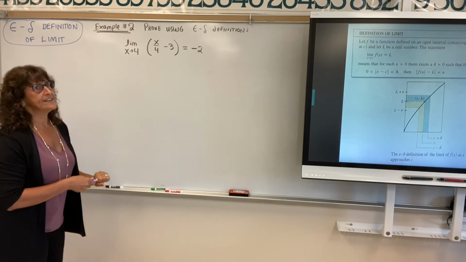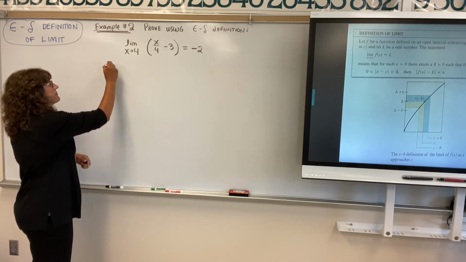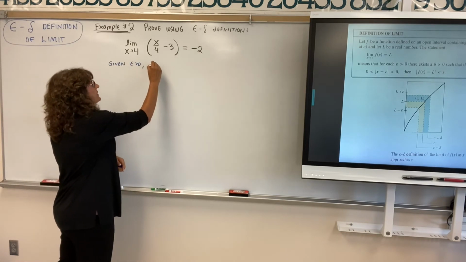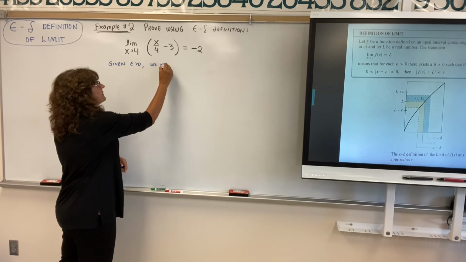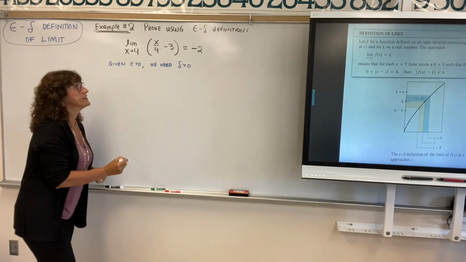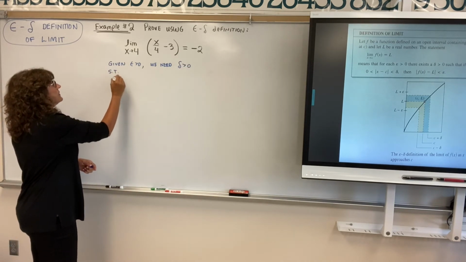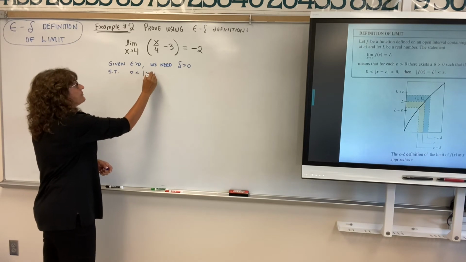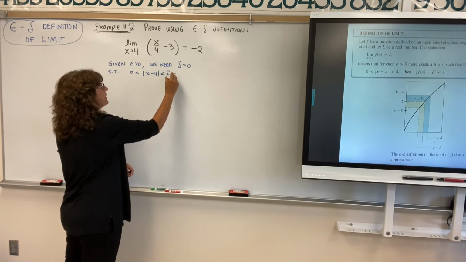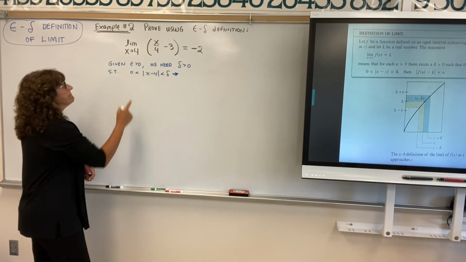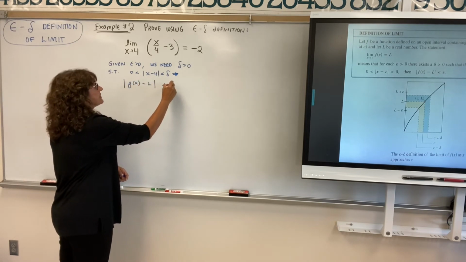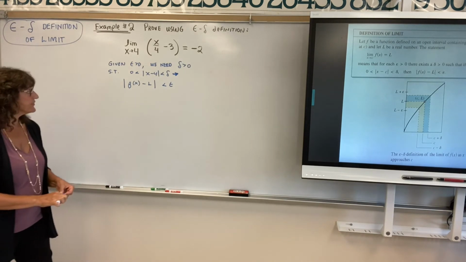So using the epsilon delta definition, given our epsilon greater than 0, we need to find our delta, positive delta, such that 0 is less than absolute value of x minus 4, the x minus c value, is less than delta, is going to imply the absolute value of f of x minus L is less than epsilon. So that's what your definition is. That is your formal definition.